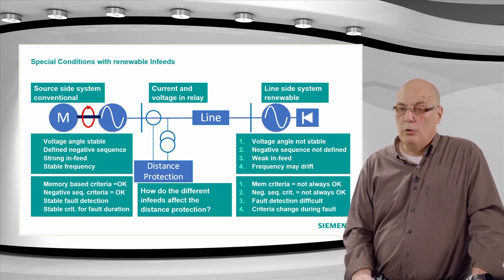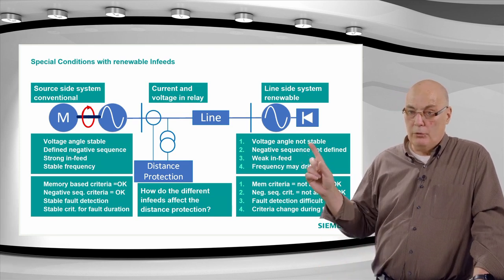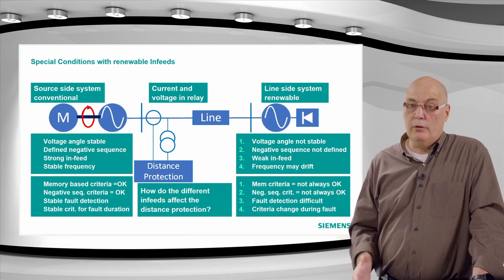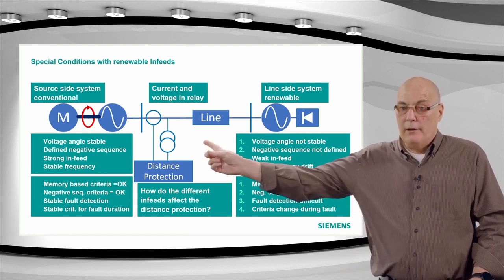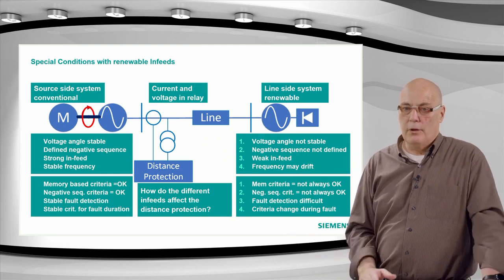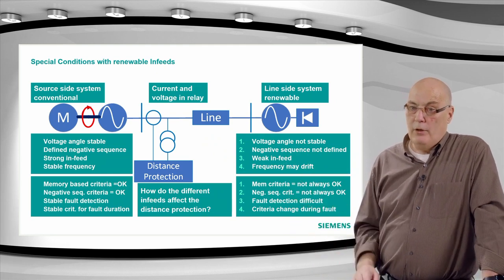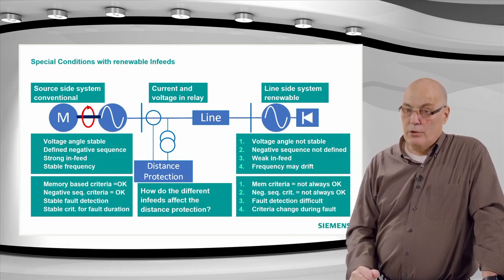Need to define what to do. There are certain fault ride-through techniques which define how the negative sequence should look during a fault. So you try and synthesize on this side what a classic in feed would do. That's what one is trying to do now. Weak in feed, you don't have really a strong short circuit in feed.